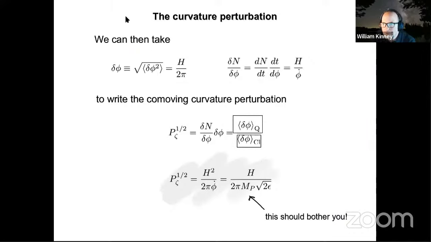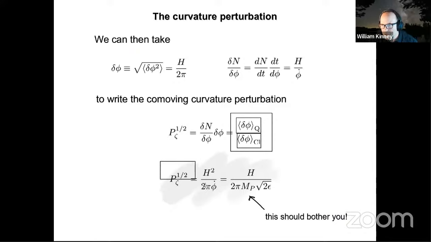So this is a really beautiful result, the curvature perturbation power spectrum. This is the bottom line from the quantum field theory. In order to calculate observables, you don't even have to understand the quantum field theory. You just have to know this: the curvature perturbation amplitude is equal to the quantum fluctuation amplitude divided by the classical field evolution in a Hubble time.